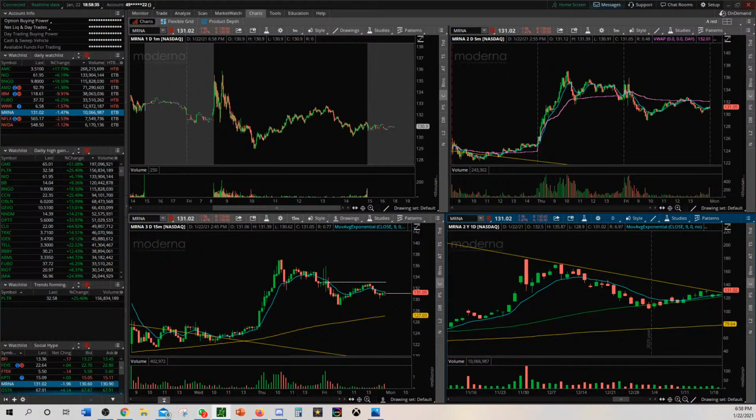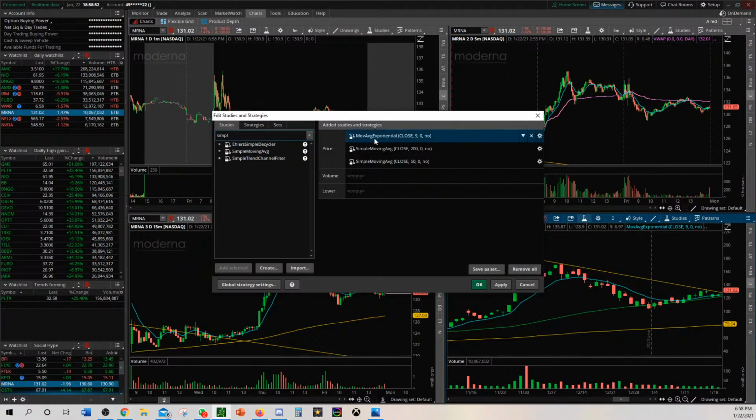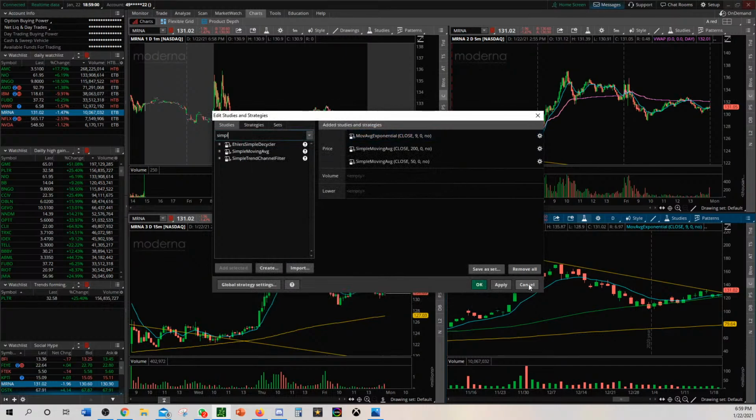So somebody asked for MA lines. I keep forgetting that. What you do is you go here, edit studies, and then you go to moving average. It's called simple moving average. You click here, and I have a 9 moving average. You put 9 and change the color to blue so that they're different. Then I have a 50 moving average, so you add another one, put 50, and then you put 200. So you add it 3 times.